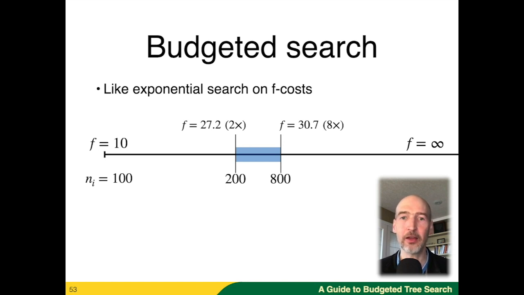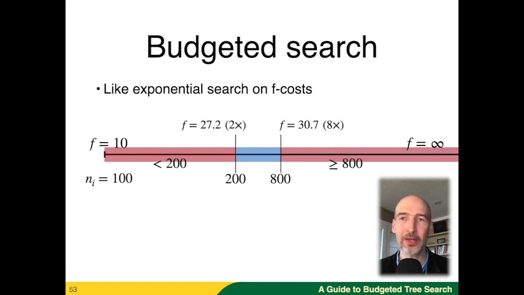So a key idea here is that we're not going to look to exactly grow the tree by a factor of 2, but we're going to have a window somewhere between 2 and 8 times growth. And of course, we could use different constants there. And then if I go below this window, I know I'm going to do less than 200 node expansions. If I go above the window, I know I'm going to do greater than 800 node expansions.